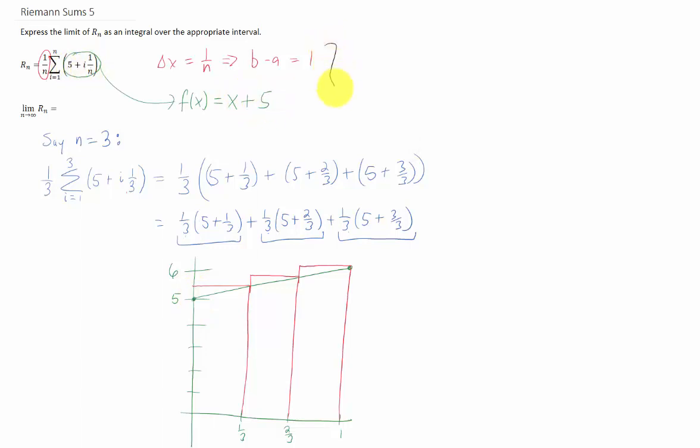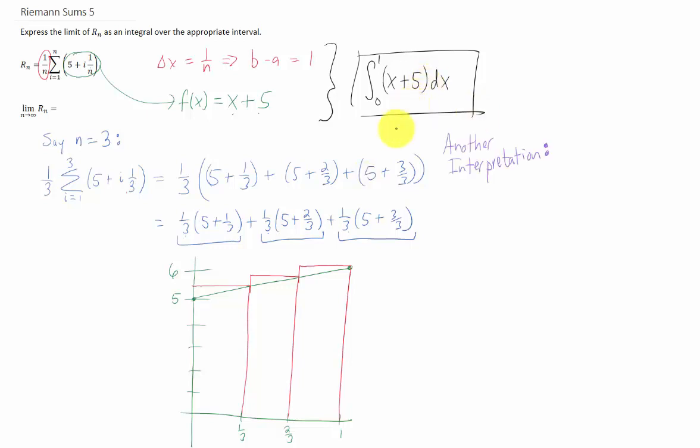Now when all is said and done, what we have is a Riemann sum that is approximating the area under this function between x equals 0 and x equals 1. If we take the limit of this Riemann sum as n goes to infinity, that gives us the exact area under this curve, and that exact area is represented by a definite integral. That integral is from 0 to 1. The function is x plus 5, and the integral is with respect to the variable x. So I think that that is going to be our answer.